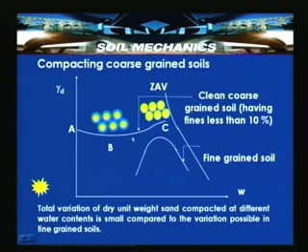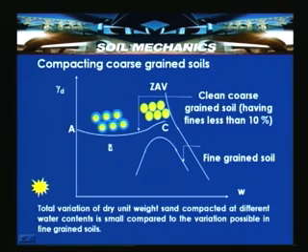But if you see, the typical variation in the dry unit weight is very little with increase in water content for a clean coarse grained soil having fines less than 10%. This is the zero air voids line whatever you are tracking, and this is the compaction curve for a fine grained soil. So, the total variation of the dry unit weight of sand compacted at different water contents is small compared to the variation possible in fine grained soils. That is what is being discussed here.